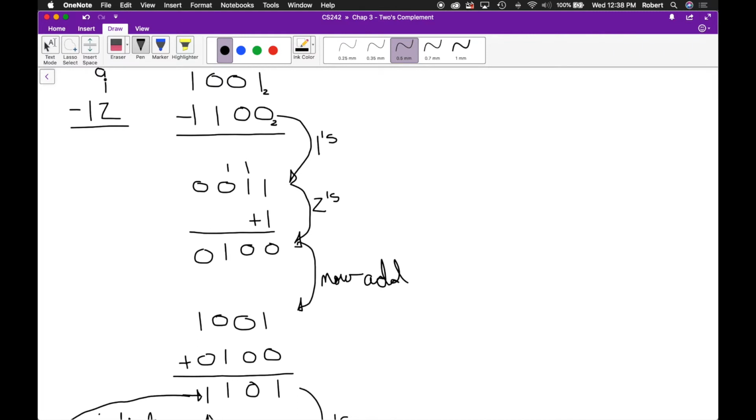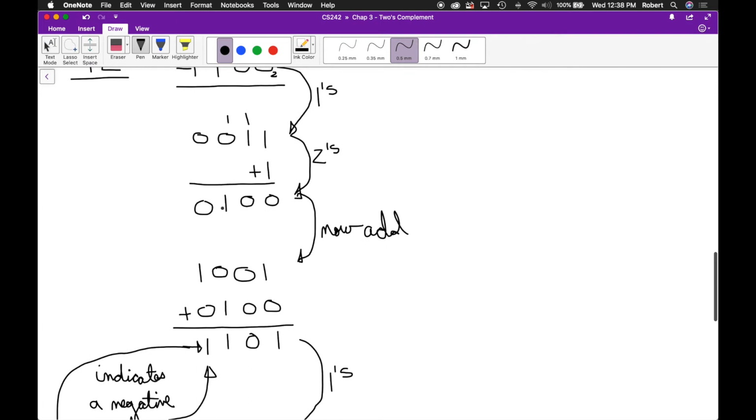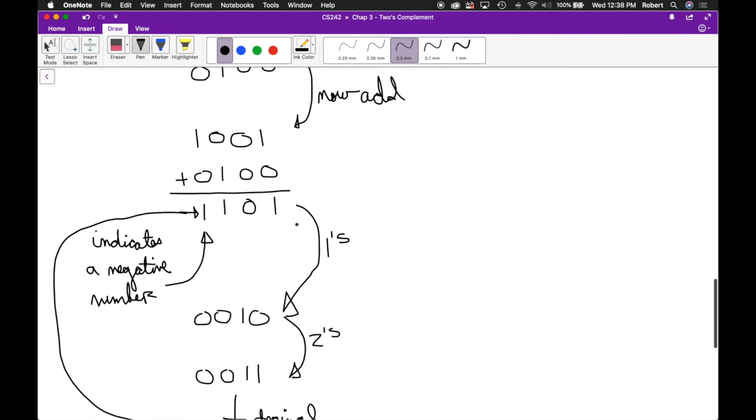Now the question is, what is 9 minus 12? So I'll take that 9, which is over here, and instead of subtracting, I add the 2's complement. So when I add the 2's complement, which I just formulated over here, 1 plus 0 is 1, 0 plus 0 is 0, 0 plus 1 is 1, 1 plus 0 is 1.